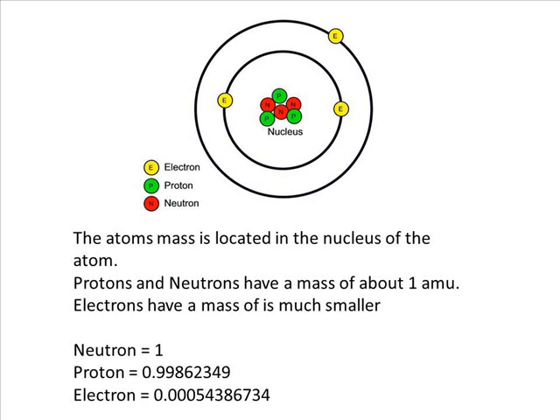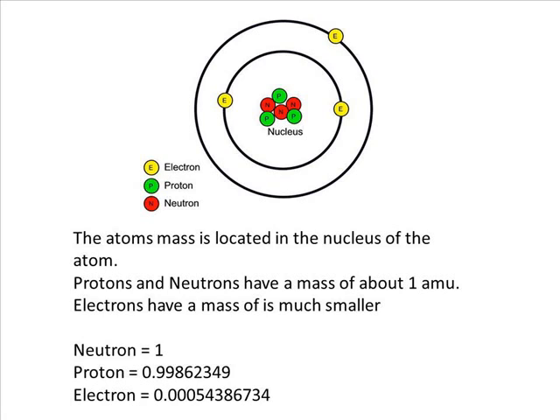The neutron's mass is about 1 AMU. Proton is about 0.99862349, which is just a little bit underneath 1. But if you look at the electron, you're looking at about the 100,000th place below 1.